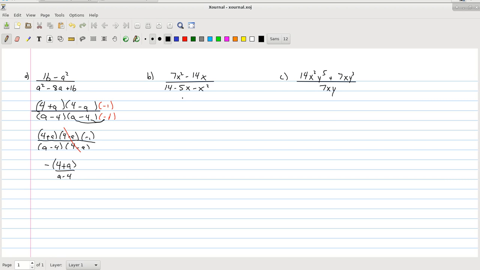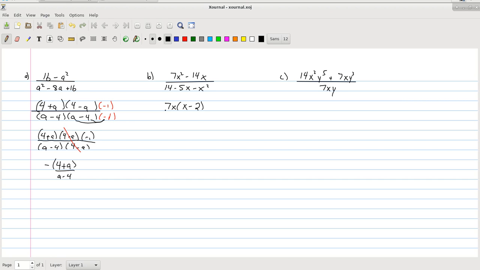Part B. Both numerator and denominator have multiple terms, so we need to factor this first. In the numerator, I see these both have a 7 and an x in common. Let's factor out 7x. If you divide the first term by 7x, we're left over with x. You divide the second term by 7x, we're left over with 2.